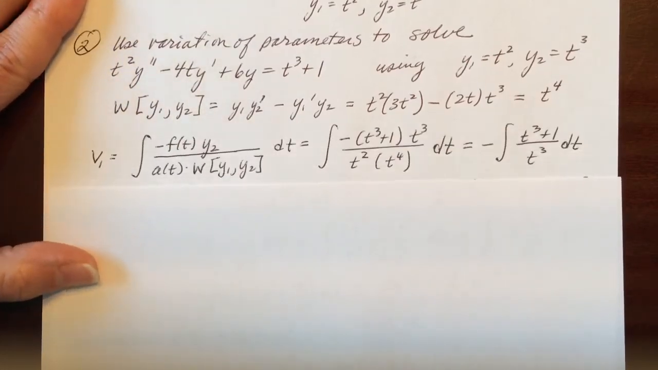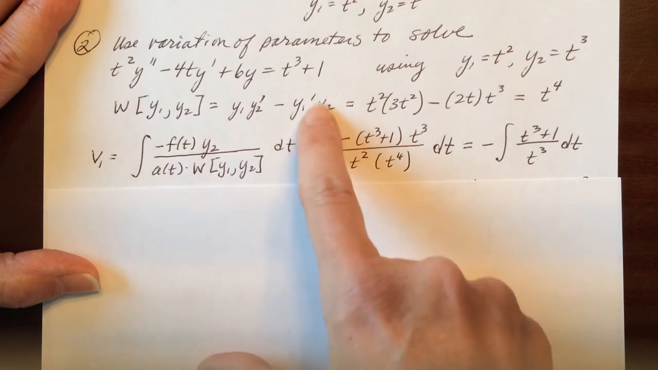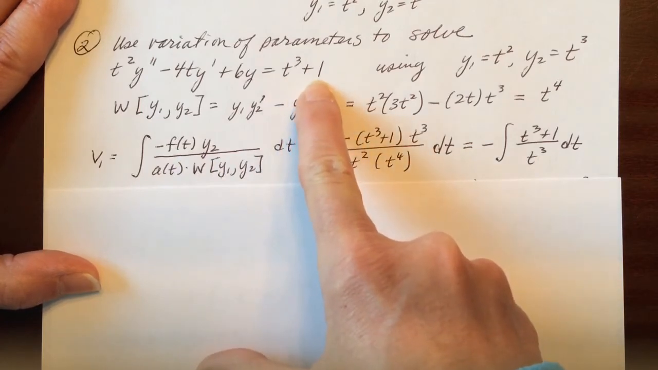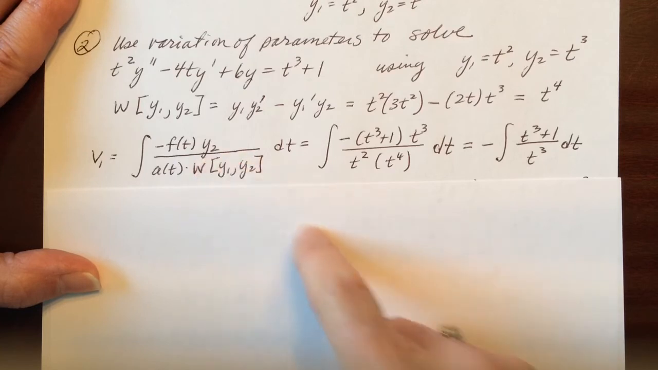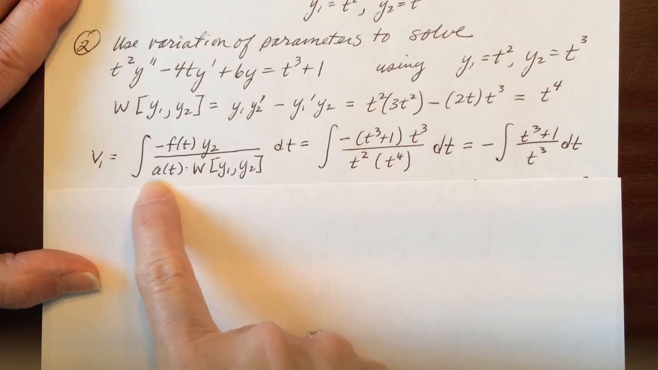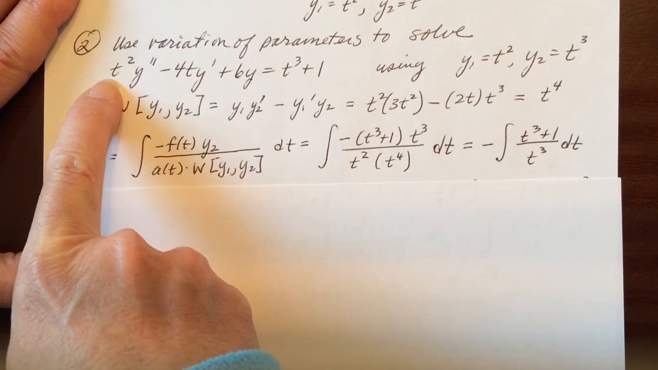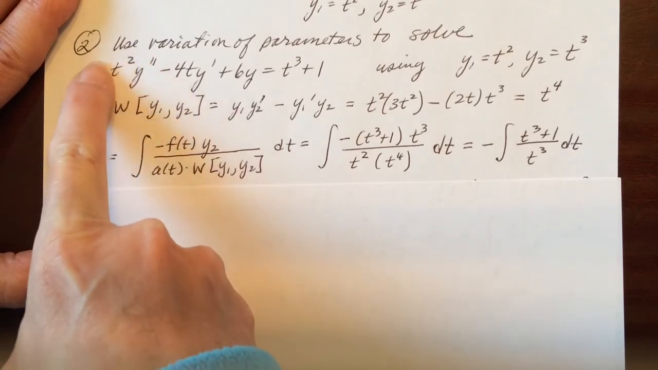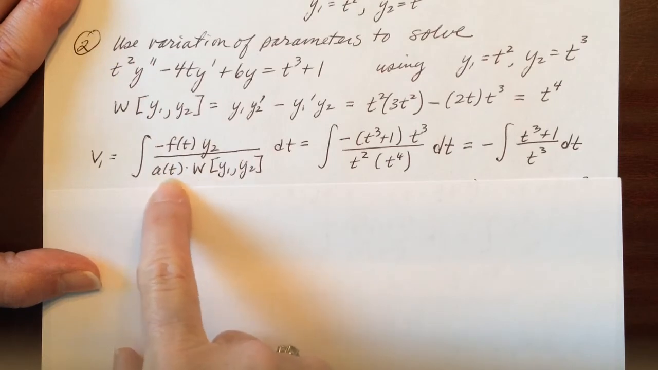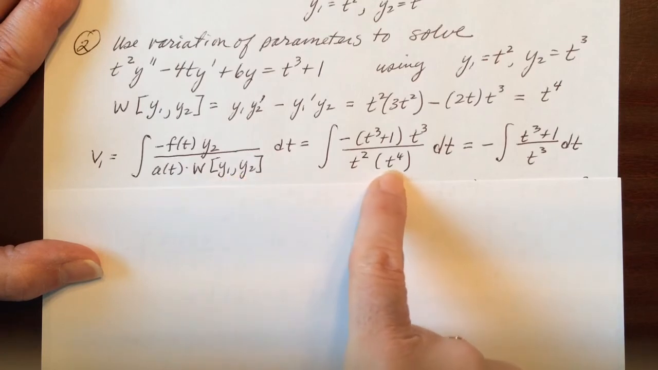And we're going to use our two formulas. Our first formula is v1. And v1 is the integral of negative f of t, which is the right side of our differential equation, times what we've chosen as y2, which is t cubed, over a, as we had when we first started variation of parameters. But now notice a is not a constant, it's a function. So whatever's in front of y double prime has to be down here in the denominator. So it's a of t now and not just the number 1. It's the function t squared. And we just found our Wronskian to be t to the 4th.